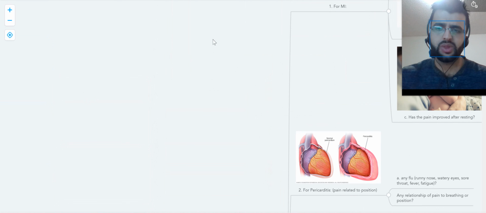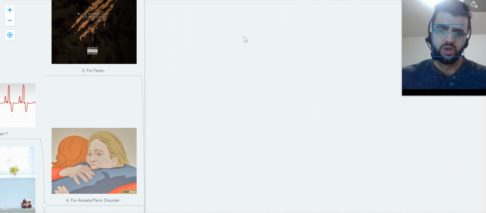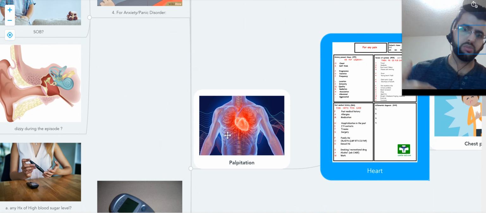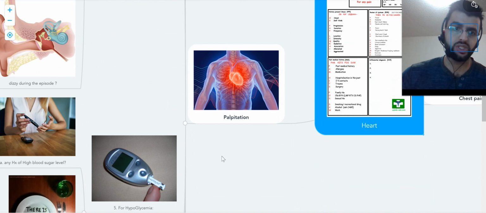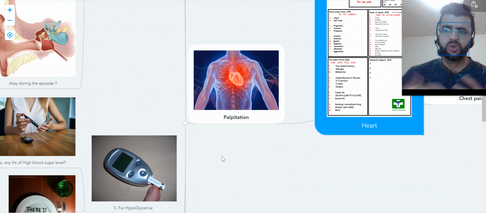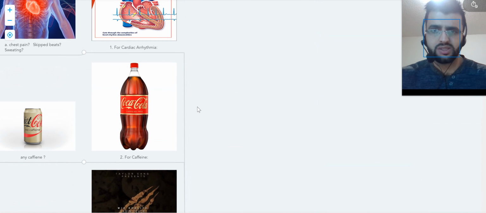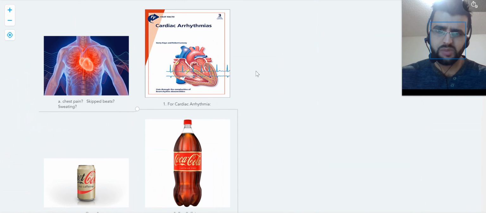Now we talk about the other differentials of heart. The other complaint, maybe a patient presents with palpitation, not a chest pain, but they tell you that my heart is racing. This is a palpitation. So we ask about different causes. For example, cardiac arrhythmia could cause that.